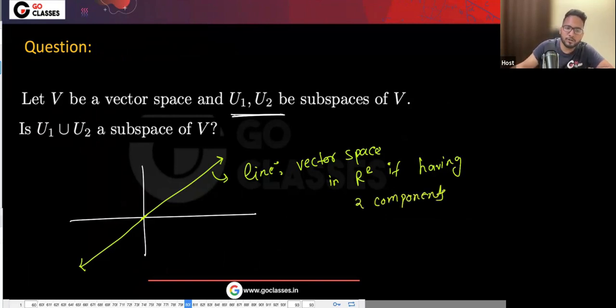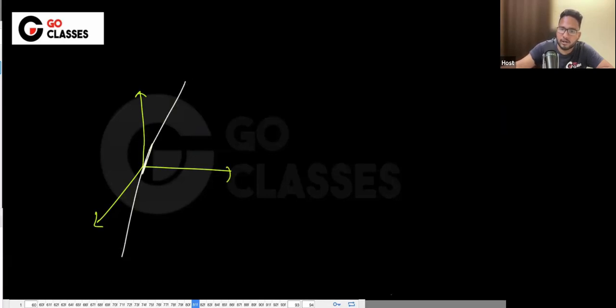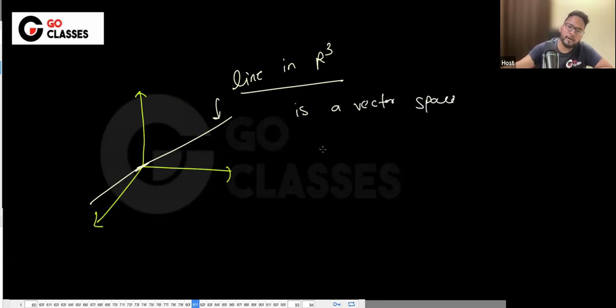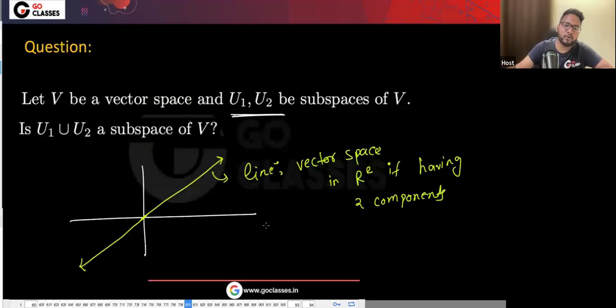Okay. Let's suppose this is a line in R3. Is this also a vector space? Tell me. And a line in R3 will have how many components? Three components, isn't it? A line in R3 will have three components. A line in R2 will have two components.